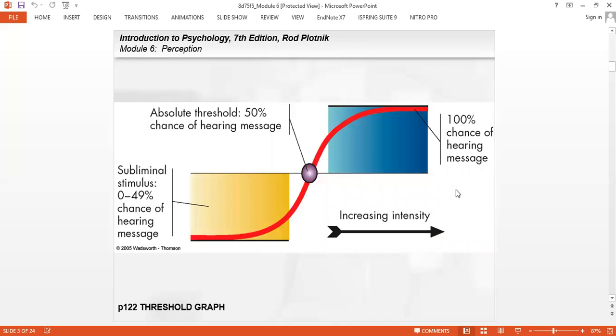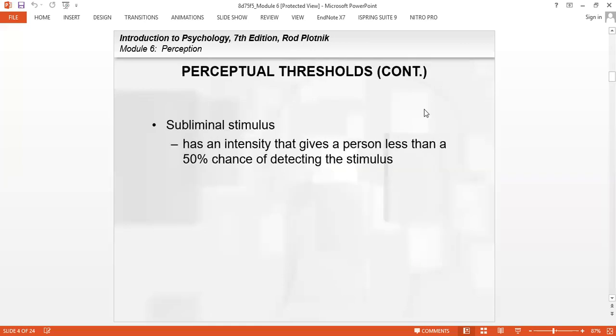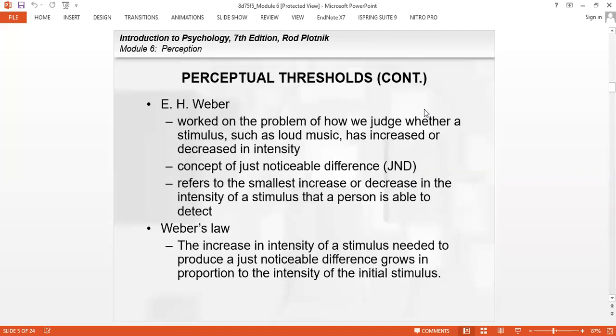This is how we can say that at the absolute threshold the chance of hearing a message is 50%, and at 100%, this means that you learned about or listened to something 100%. Subliminal stimulus is related to a 0 to 49% chance of hearing a message, increasing in intensity as well. Subliminal stimulus has an intensity that gives a person less than a 50% chance of detecting the stimulus.